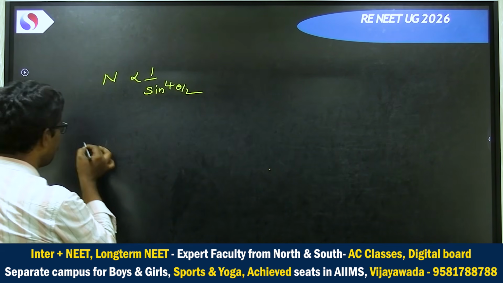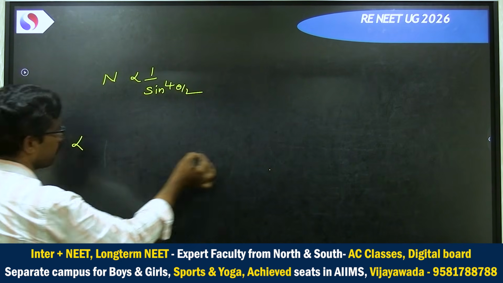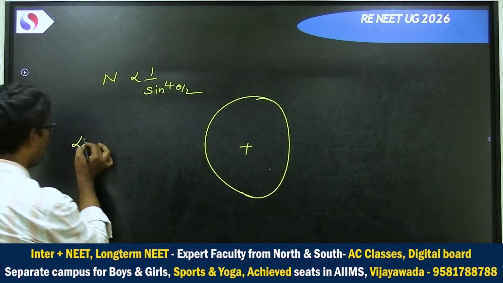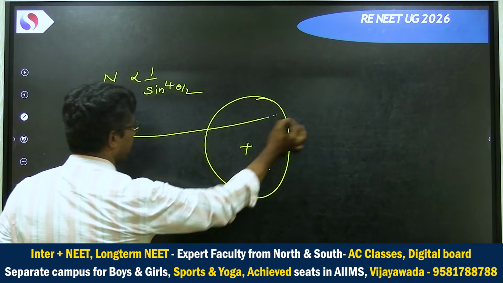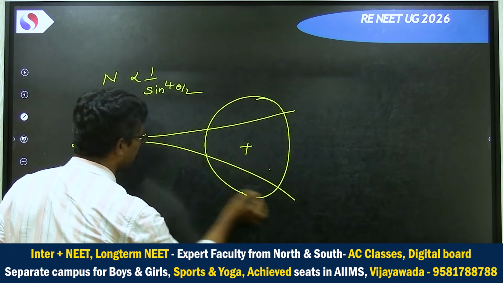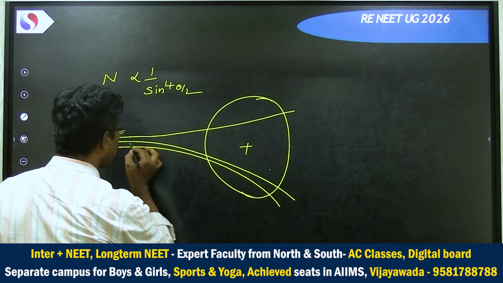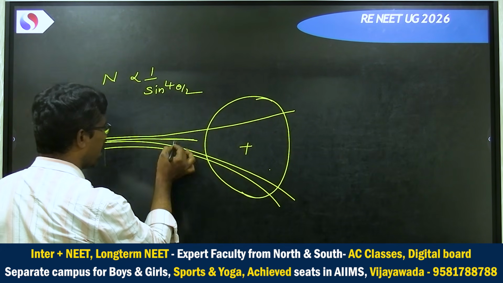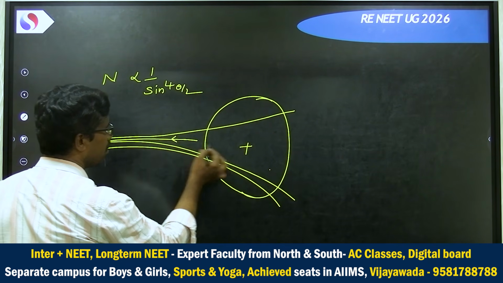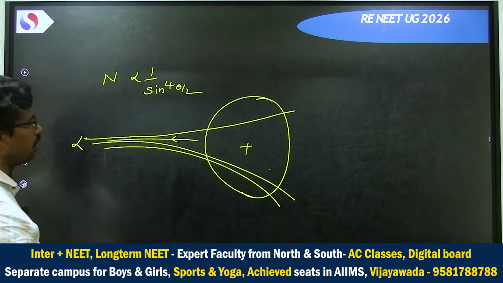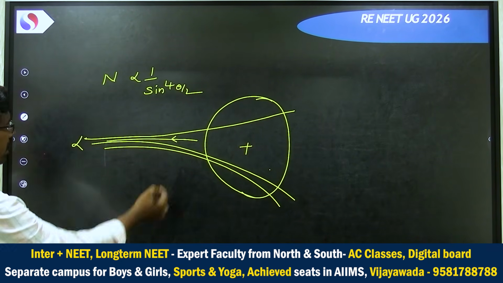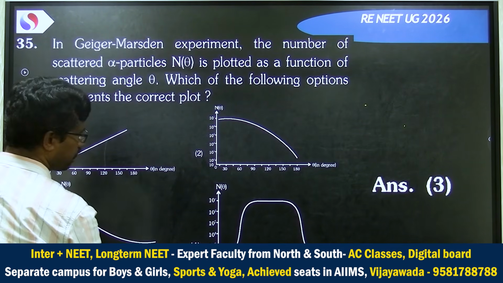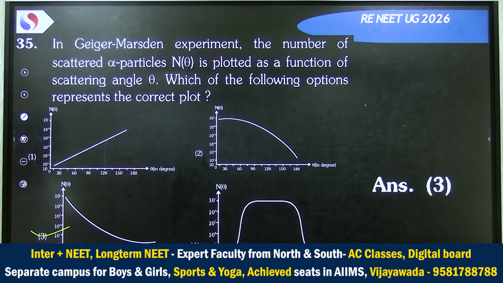This is the experiment, the Rutherford alpha scattering experiment. These are the alpha particles scattered. This is the gold foil. Most of the alpha particles are scattered in this way. Only a few come back and return along the same path. This is called the distance of closest approach. That's why our answer is 3.